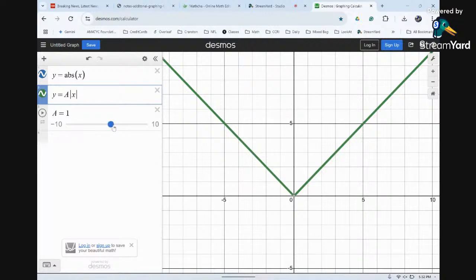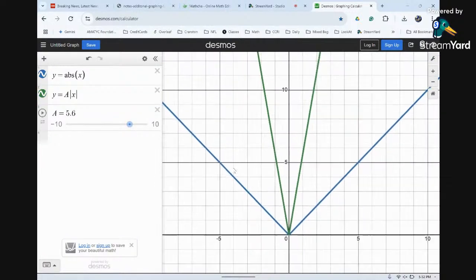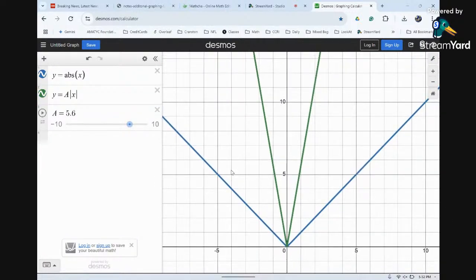But if I take that multiplier to something bigger than 1, you still get a V-looking shape, but it becomes narrower. It's not a shift because that's still anchored at 0, 0. That's the biggest way to know you did not shift it. If you shift something, everybody moves. It's not a reflection. It is a vertical stretch.